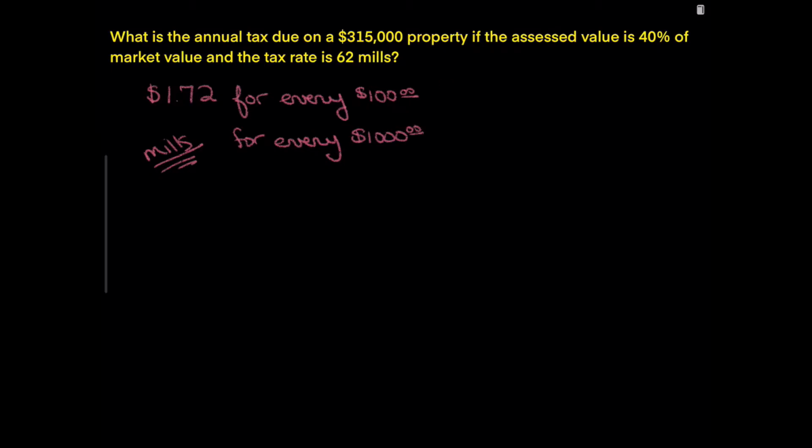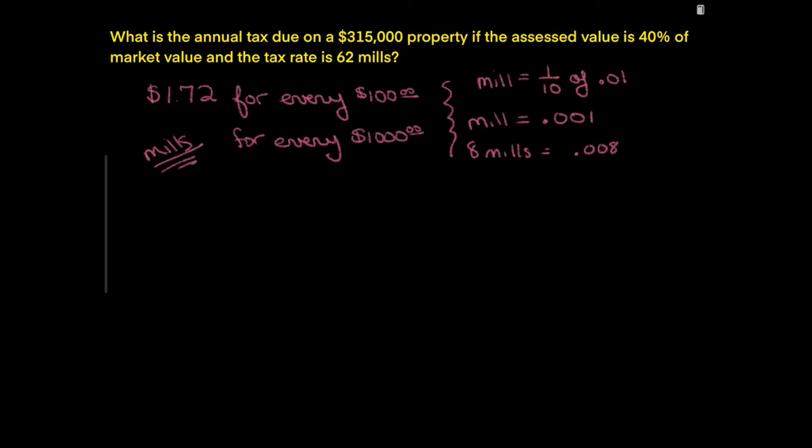When we keep looking at this, we can also say, well, a mill is equal to 1/10 of 1 cent. So when you do the multiplication on that, you find out that a mill is equal to 0.001. So if you're paying 8 mills, you could say that you're paying 0.008 cents for every dollar.